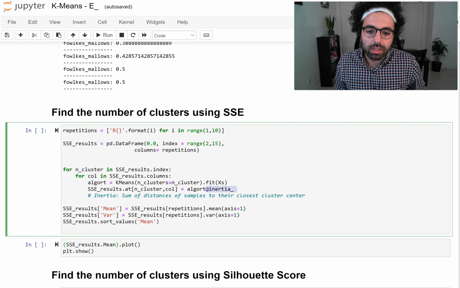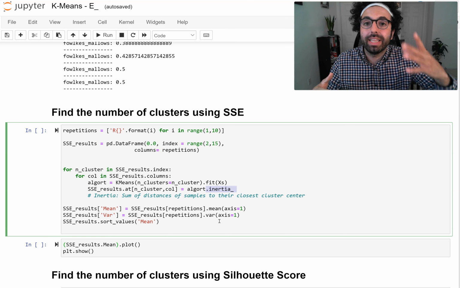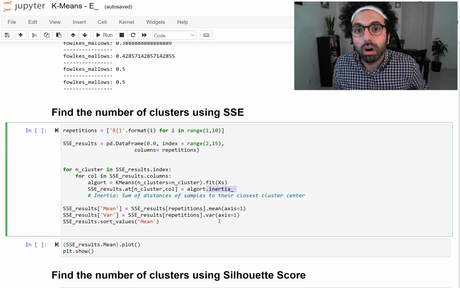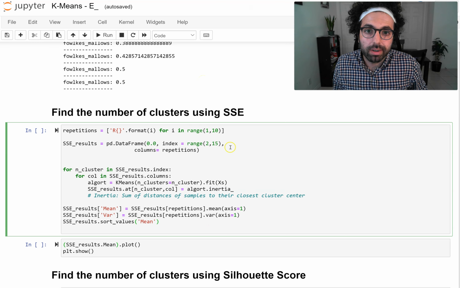If you get the dot inertia underscore, it'll give you the sum of squared error, and we just see the pattern in the decrease of the sum of squared error. So let's just go ahead and run this, and once we have that figure, we will talk about it. All right, so it was fast enough.